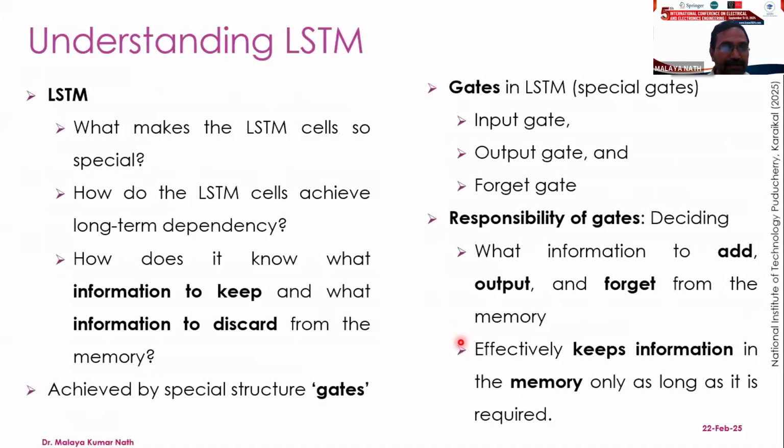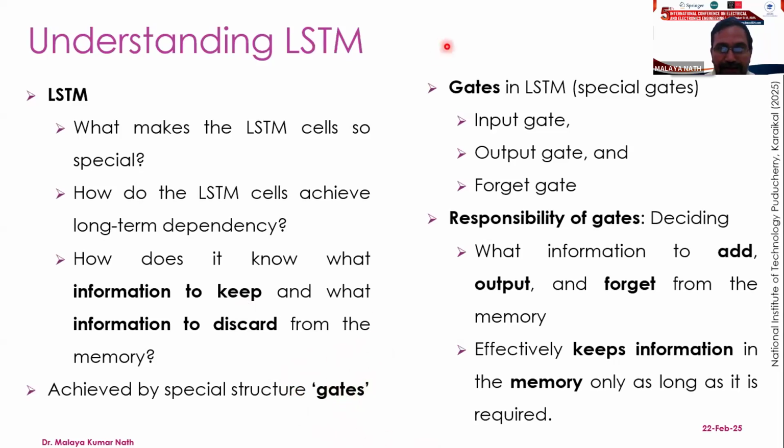So what makes this LSTM network understand or keep a longer sequence from the past? What makes the LSTM cell special and different from the recurrent neural network? How can this LSTM cell achieve long-term dependencies? How does it know what information to keep and what information to discard? That means which information we have to discard, which information we have to keep, and how it can be predicted. This can be achieved by a special structure known as the gates. So the most important part of an LSTM is the gates.